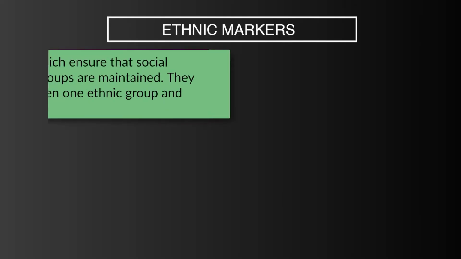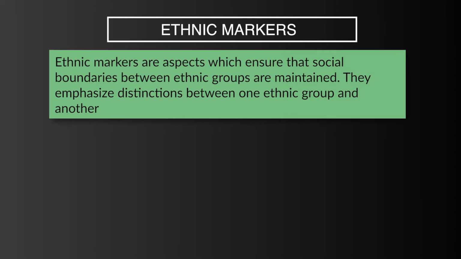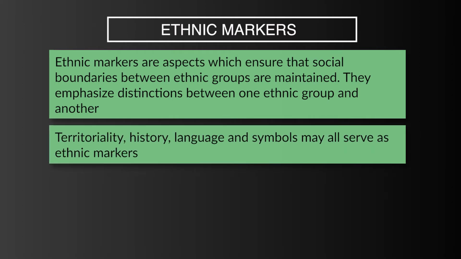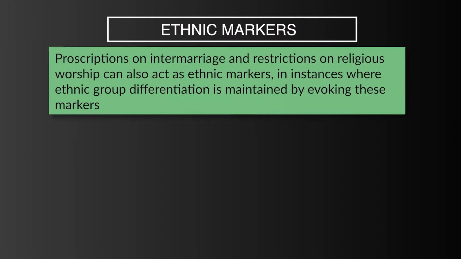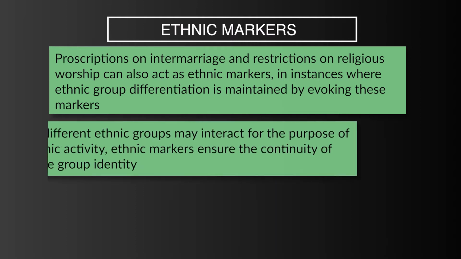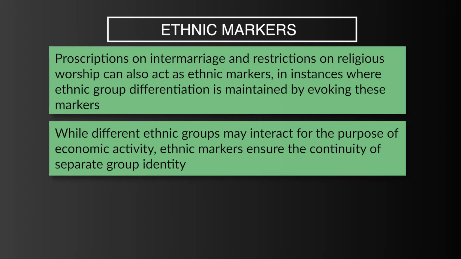Let us talk about ethnic markers. What are ethnic markers? Ethnic markers are aspects which ensure that the social boundaries between ethnic groups are maintained by emphasizing differences around territoriality, history, language, symbols, etc. These act as ethnic markers. There are prescriptions and proscriptions around worship and around intermarriage of groups, and the idea of ethnic identity is evoked by taking ethnic markers into consideration. Different ethnic groups use ethnic markers to ensure that they are regarded as separate from the mainstream discourse.